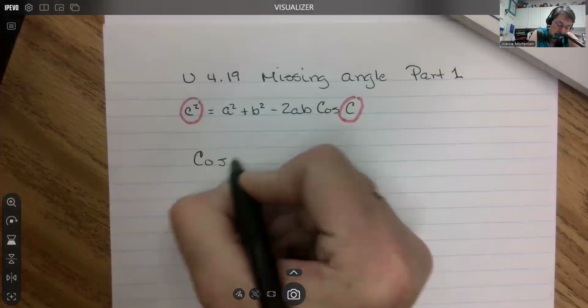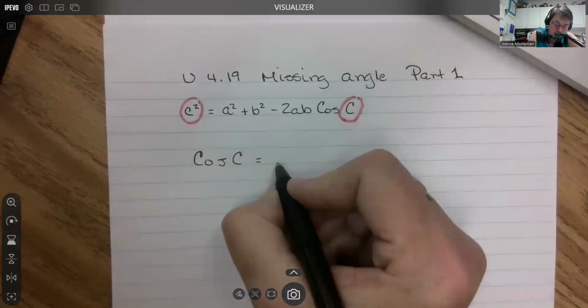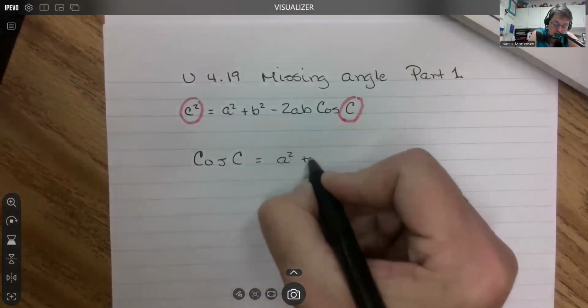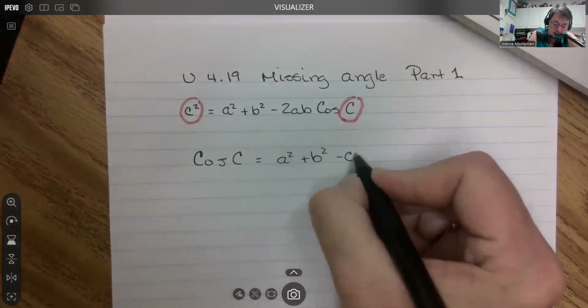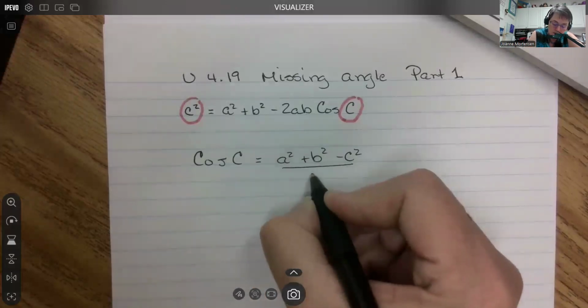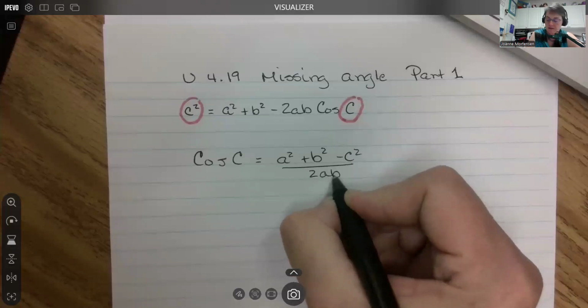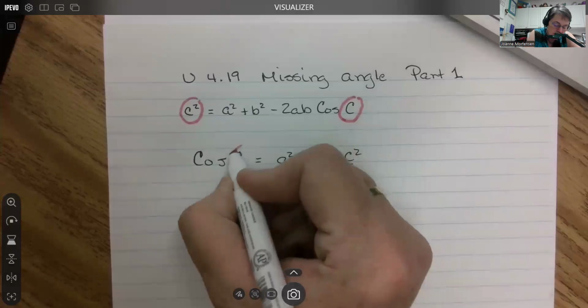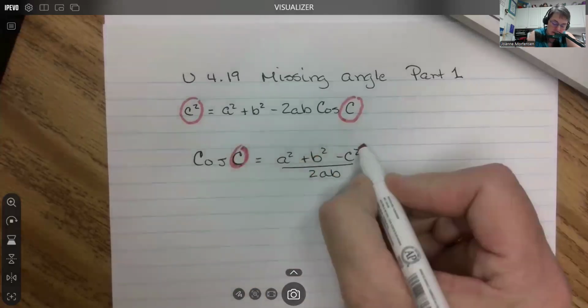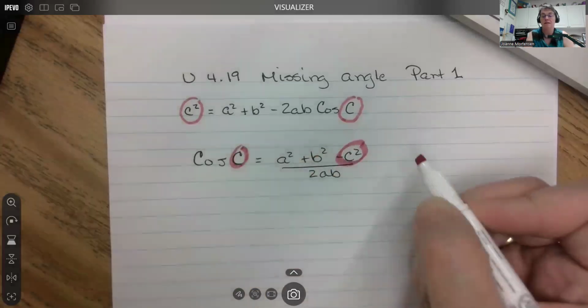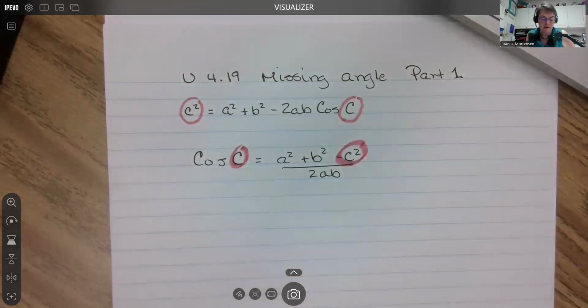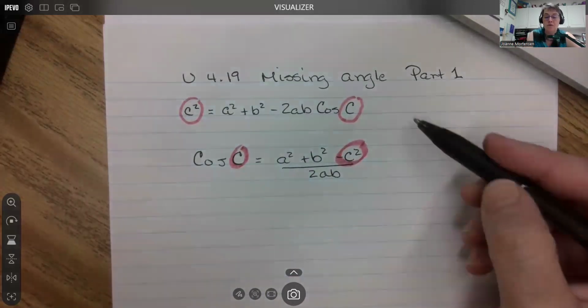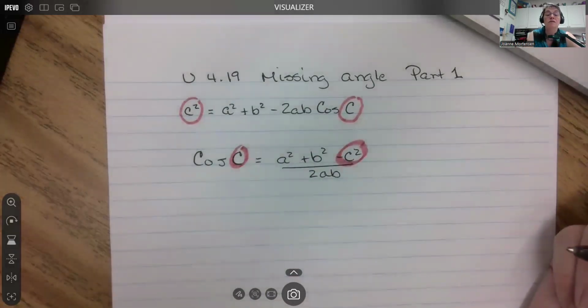We can get cos c is equal to a squared plus b squared minus c squared over 2ab. So the magical part here is the letter that's here, the part that's subtracted. I know that doesn't seem very exciting, but using this new formula does make life a whole lot easier for us.